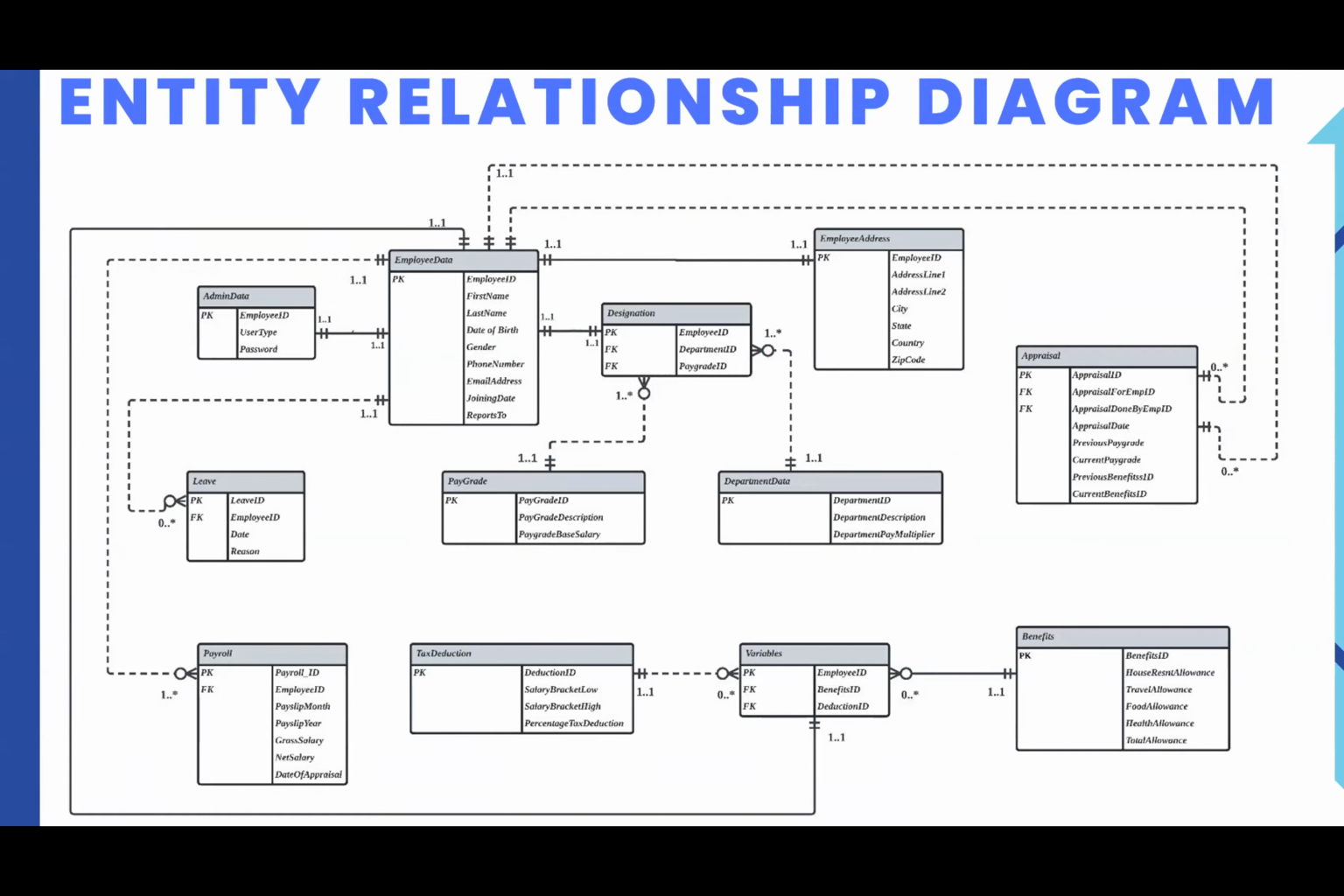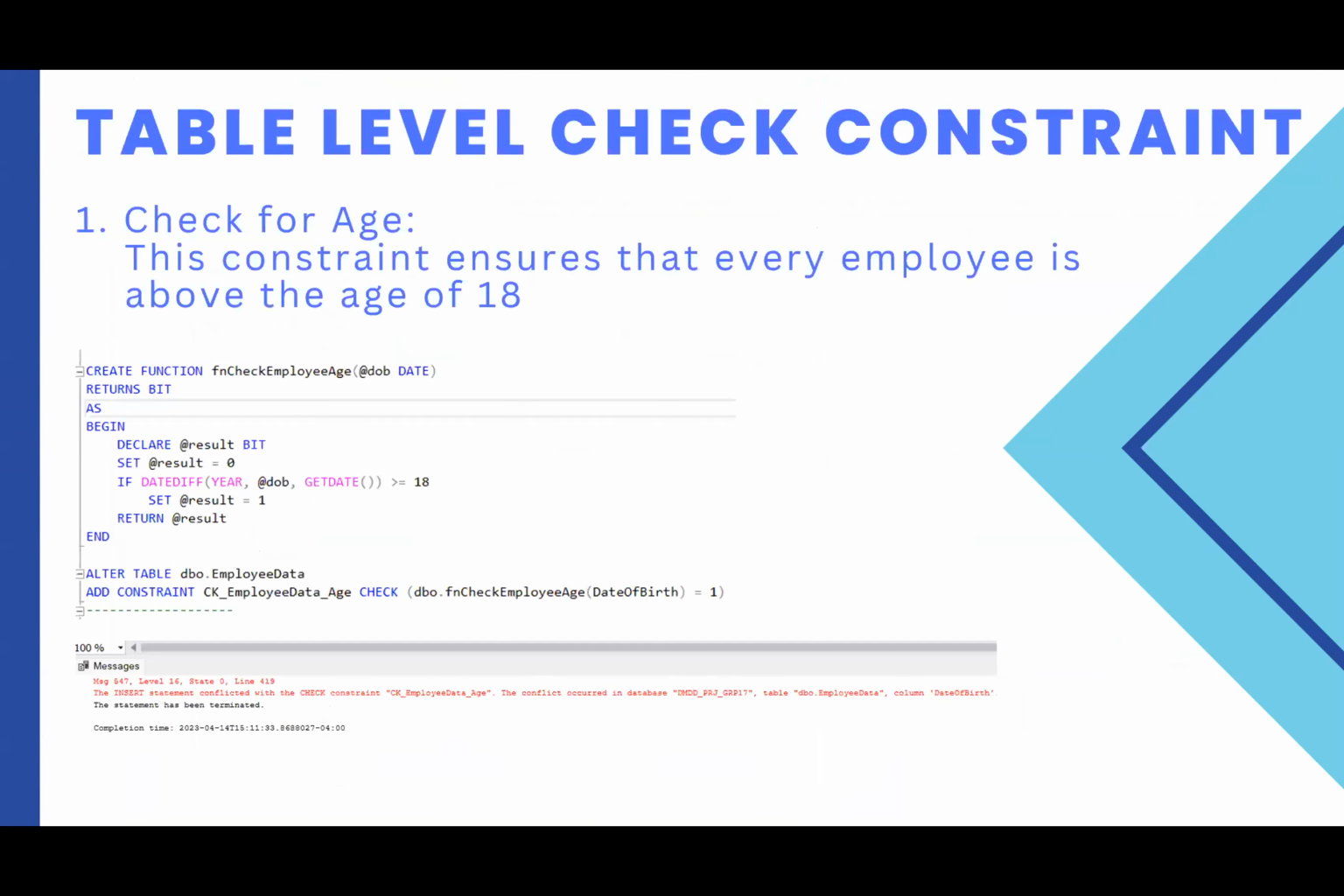Coming to the table level check constraints, we have implemented two. One of them checks the employee's age. The employee should be at least 18 years of age. We created a function to check that, and we added this constraint in the employee data table. It will give an error if the employee is under 18 years of age.